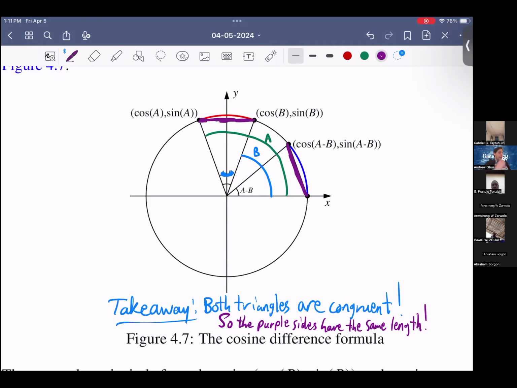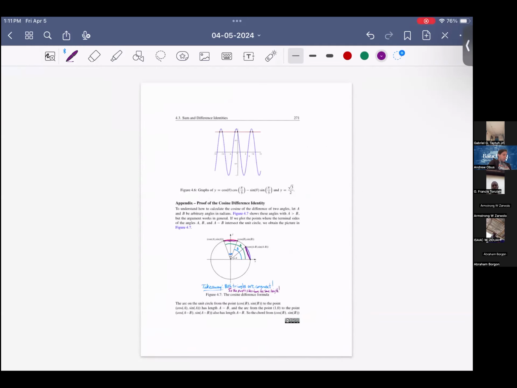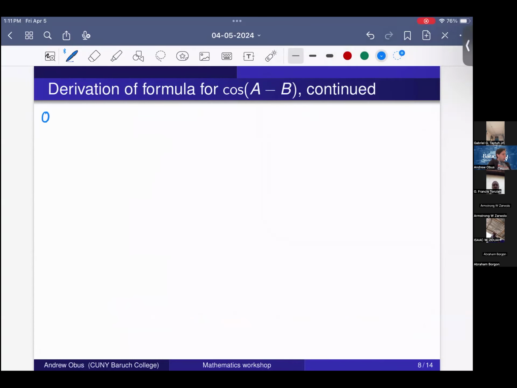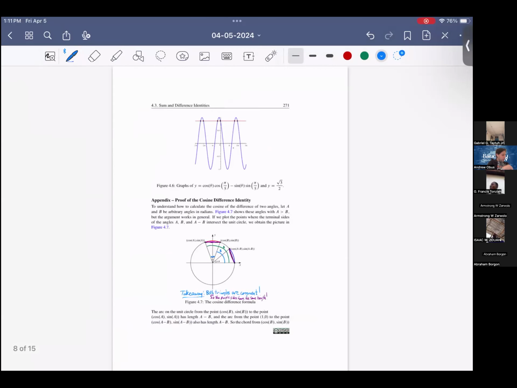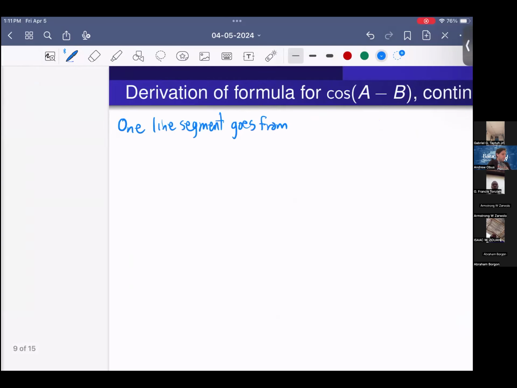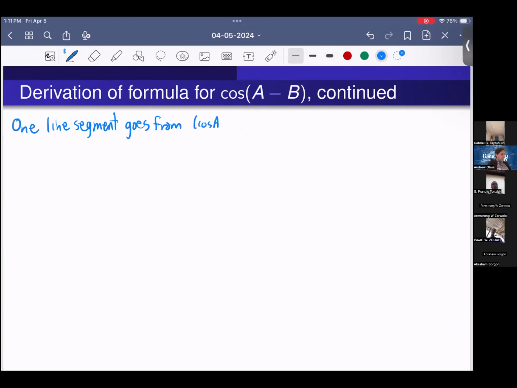Okay, great. So let's actually do the derivation. How are we going to do this derivation? The idea is, one line segment goes from, what was the points? It goes from cosine A, sine A to cosine B, sine B.